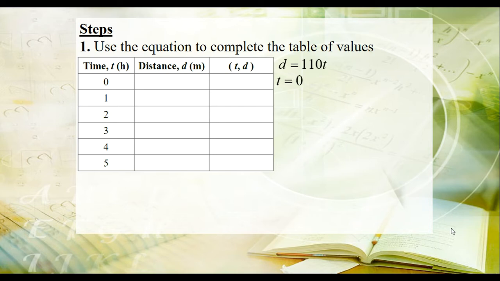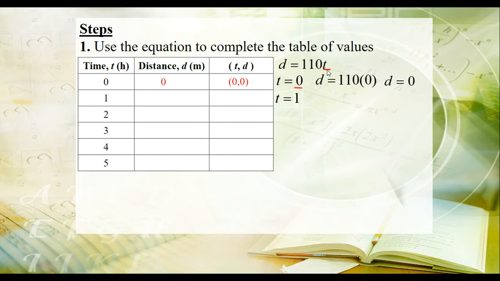So we're going to start off by taking t equals 0, and then we're just going to sub it directly into that equation. So instead of writing t, I'd have 110 times 0, which would just be 0. Okay, it was just pretty obvious. If you've driven for 0 minutes, you haven't gone anywhere. Your distance traveled would be 0. Okay, so your ordered pair would be 0, 0.